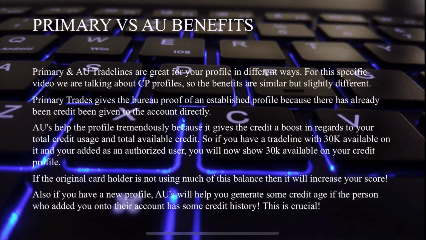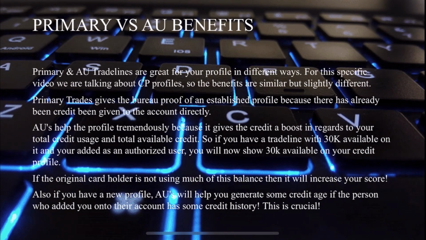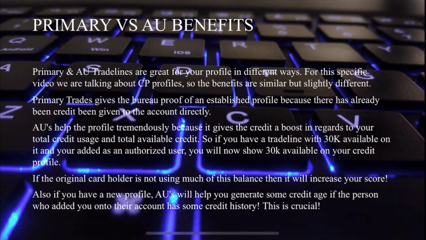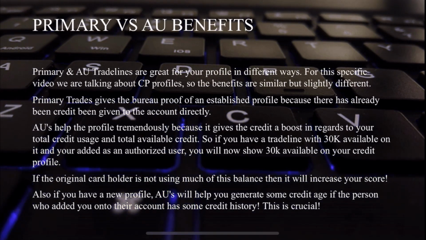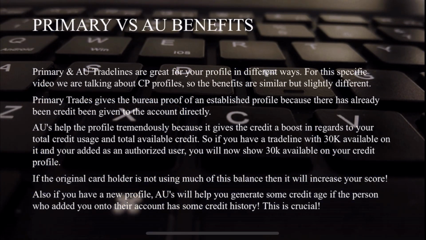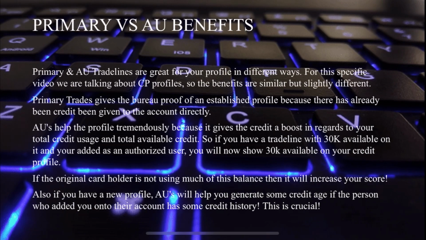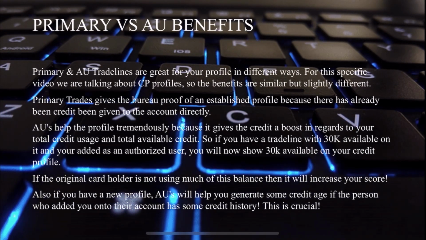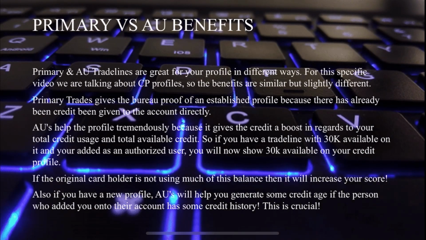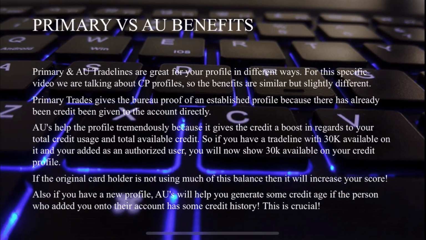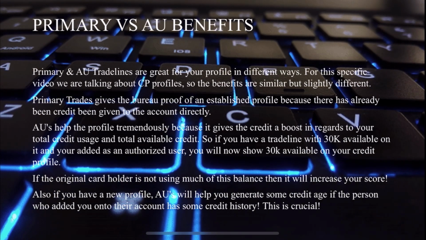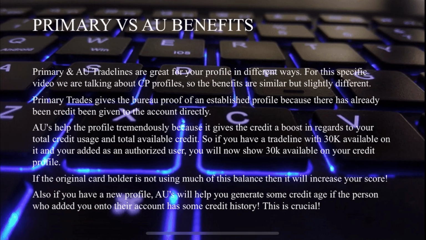So primary versus AU benefits. Basically, what is a primary and what is an AU and what are the benefits? Primary and AU trade lines are great for your profile in different ways. For this specific video, we're talking about CP profiles. So the benefits are similar but slightly different. Primary trades give the Bureau proof of an established profile because credit has already been given to the account directly. AUs help the profile tremendously because they give the credit a boost in regards to your total credit usage and total available credit.